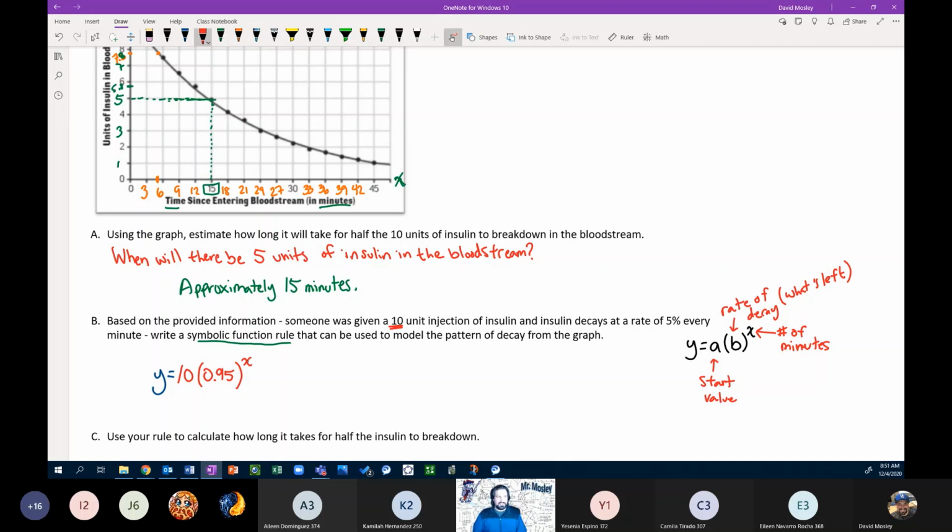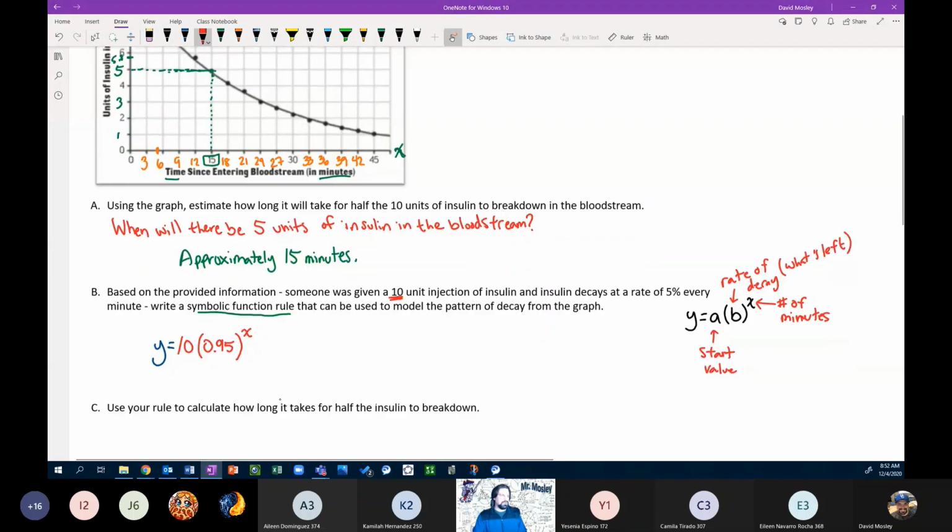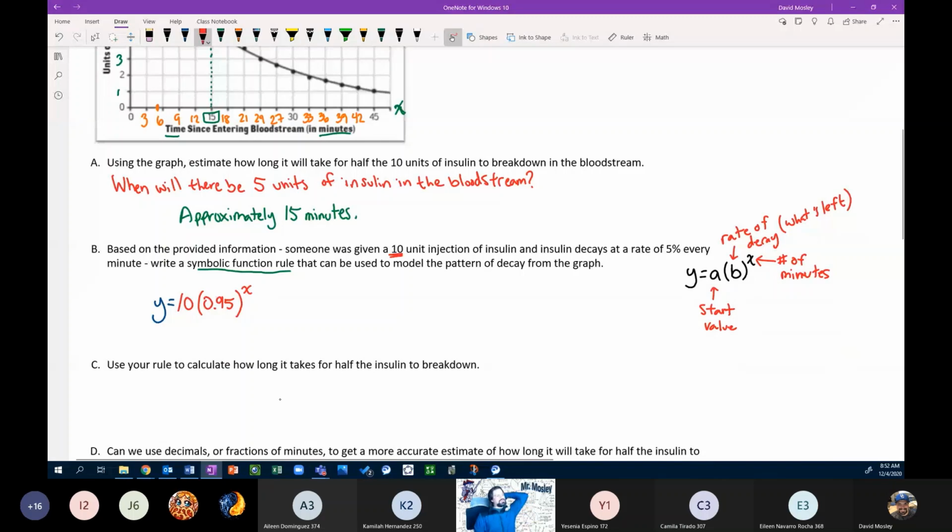We will need clarification on how we got to the rule in this context. All right, so then we use the rule to calculate how long it takes for the insulin to break down. We've estimated it at 15 minutes already, so we're just going to use the value of x and see what number we get, right? 0.95 to the power of 16.